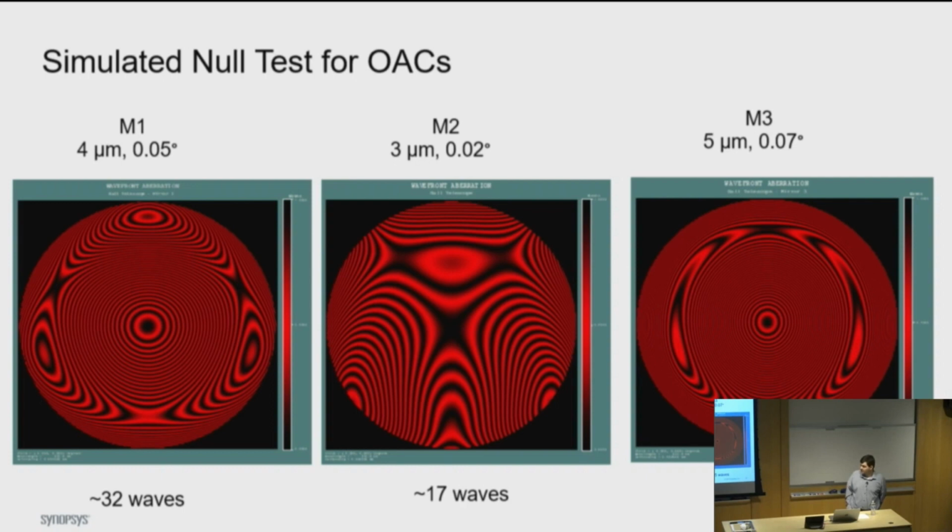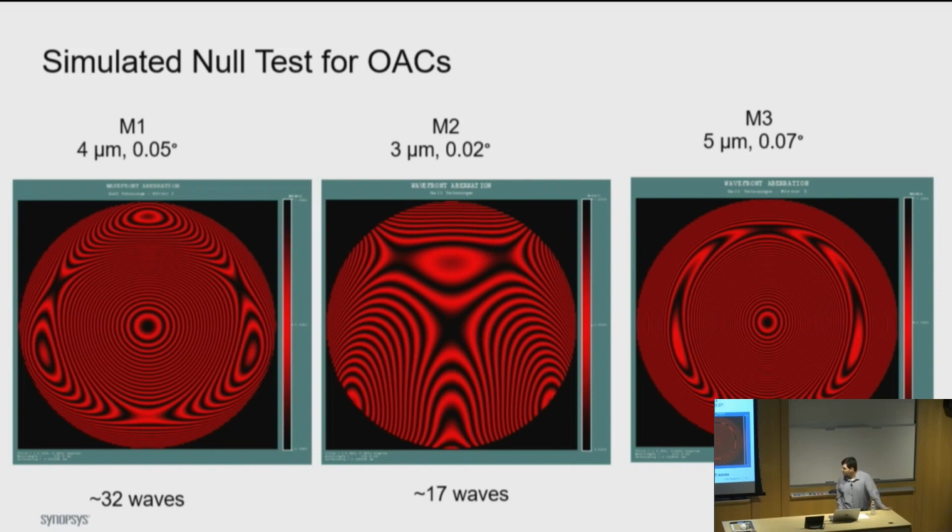They're relatively evenly distributed across the pupil as well, so not too dense. Mirror 2, with only 3 microns, is the best case. It has 17 waves across the pupil. And then Mirror 3, which had 5 microns of PV sag departure, ends up having 35 waves.